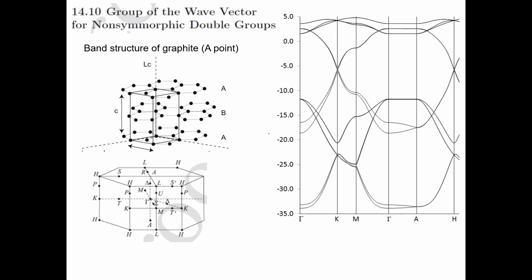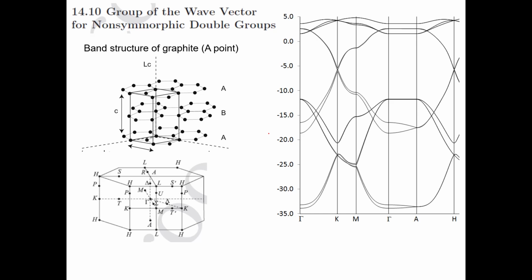We have seen that in some cases the structure factor of the crystal potential vanishes, and that means that bands are degenerate. Because of that, bands are degenerate at some specific points in the Brillouin zone. We saw, for instance, the case of the X point for the diamond structure, and we also saw the case of the A point for a HCP structure.